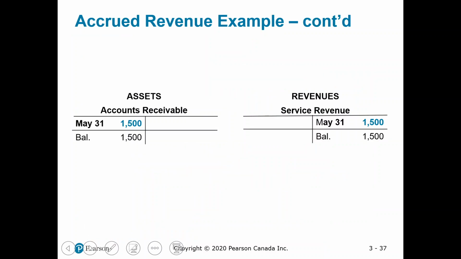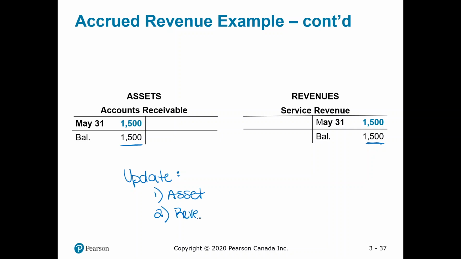Okay, so if we take a look at the T accounts here, we can see the amounts we've booked. So we've recorded the $1,500 of AR as well as this $1,500 in revenue. We've recorded half of the amount as that's what we have earned. So again, here, when we do an adjusting entry for accrued revenue, it updates the assets, the receivable, as well as the revenue.